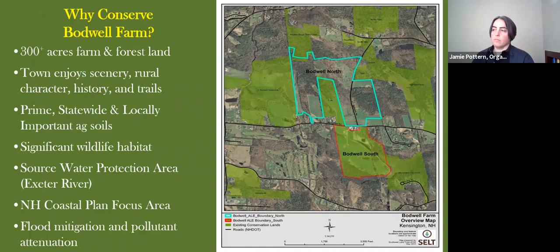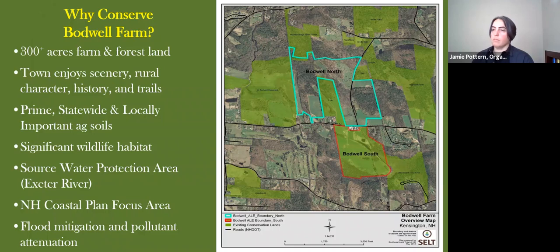So why conserve Bodwell Farm? Well, it's about 300 acres of farm and forest land. The town enjoys the scenic views, the rural character, the history of the farm, and a lot of the population uses trails that circle the farm.